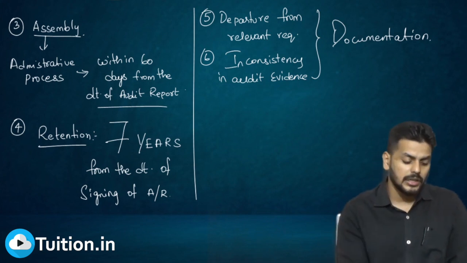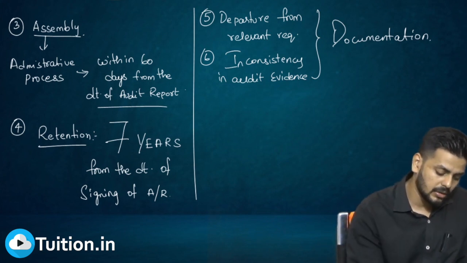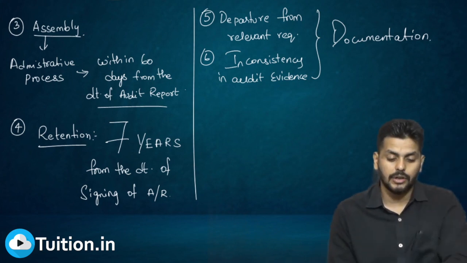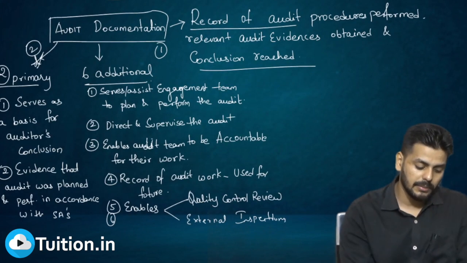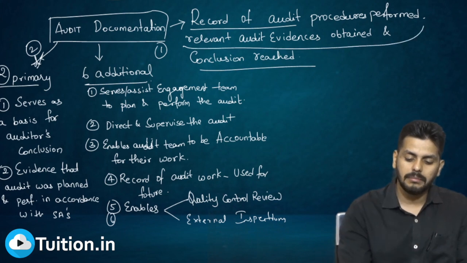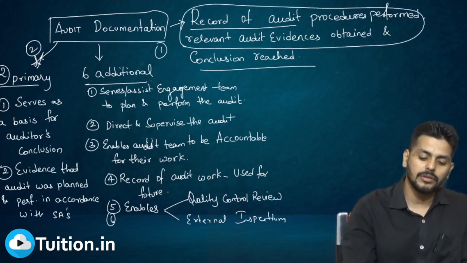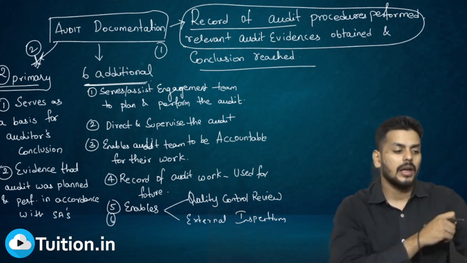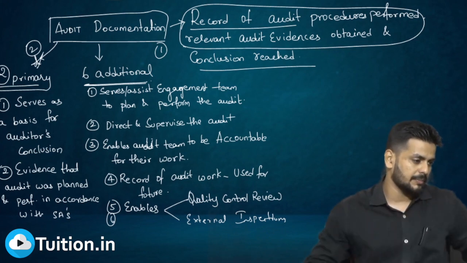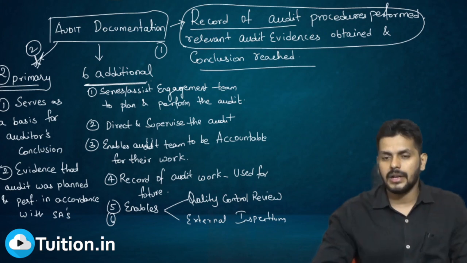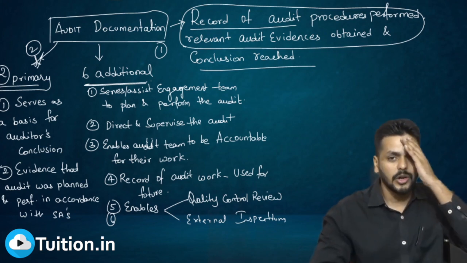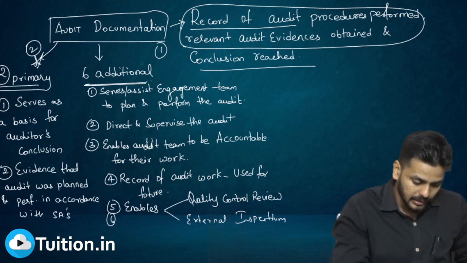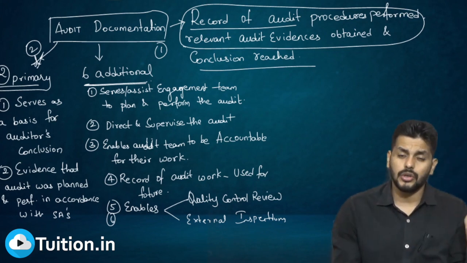Standard number 230 talks about maintaining audit documentation, and audit documentation here speaks about maintaining a record of audit procedures performed and all that. This is the piece that you see on screen. You take a screenshot of that. That's the major part. Two primary and six additional functions is what audit documentation covers, which is one of the favorite questions of the examiners, if it has to come for 3 or 4 marks.